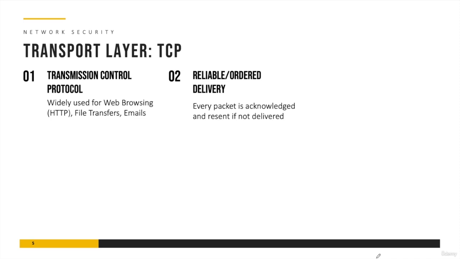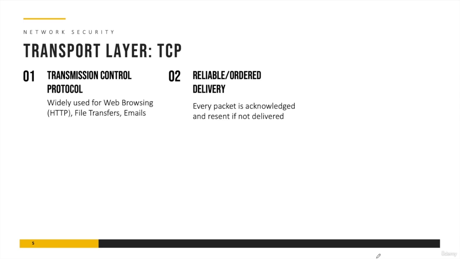Some of the important properties of the TCP protocol is that, first of all, it's reliable, which means that each and every single packet that is sent using the TCP protocol is acknowledged. And if an acknowledgement is not received within a certain span of time, then the packet is resent. So this makes sure that every single packet is delivered.